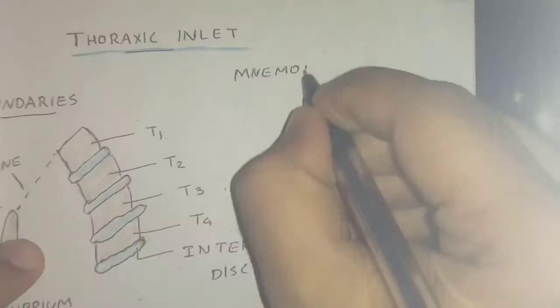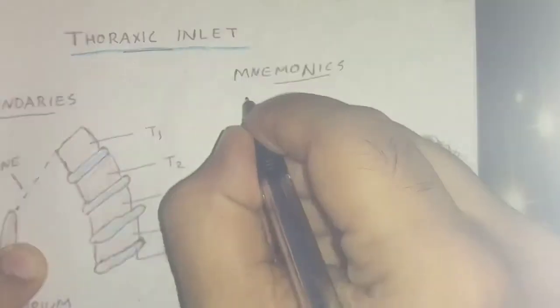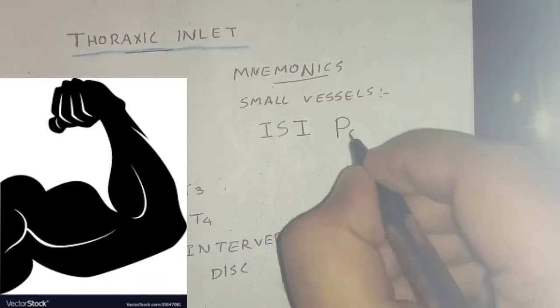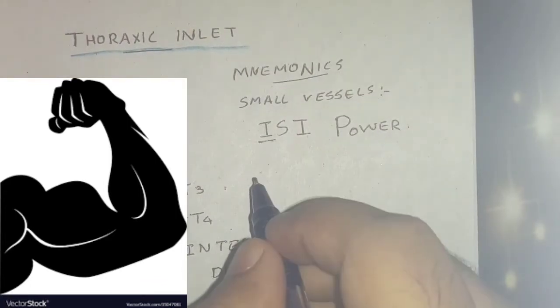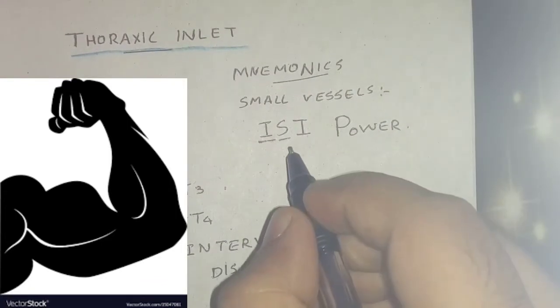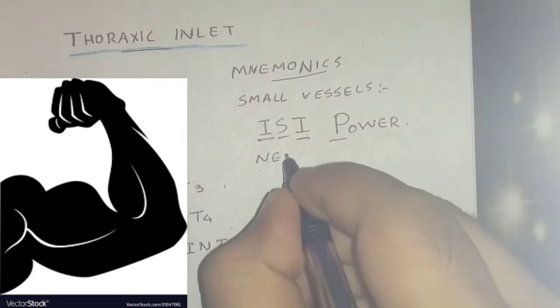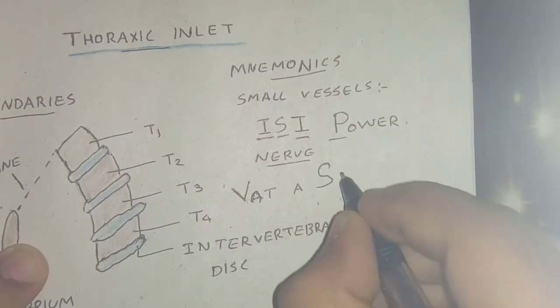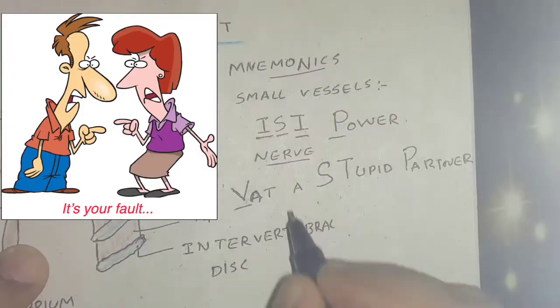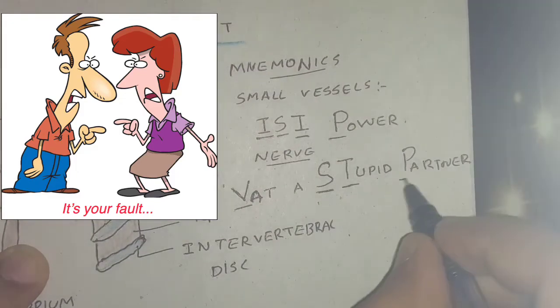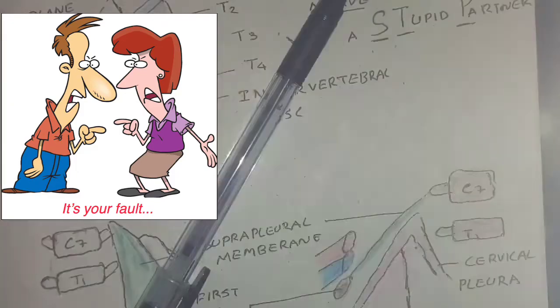Now for the mnemonic to remember all the structures. For the smaller vessels, it is the ISI P. The I stands for the internal thoracic artery, S for the superior intercostal artery, I for the inferior thyroid vein, and P for the right and left first posterior intercostal veins. And for the nerves, it is "What a stupid partner" (V S T P). So V for the vagus nerve, S for the sympathetic trunk, T for the first thoracic nerve, and P for the phrenic nerve.